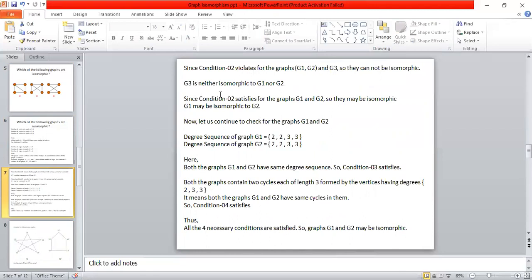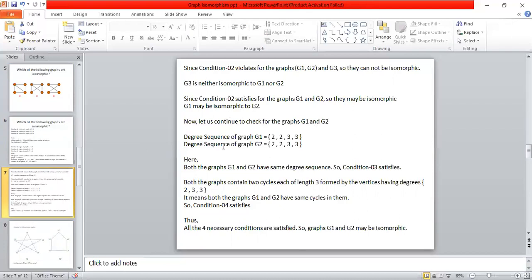Since condition 2 satisfies for the graph G1 and G2, they may be isomorphic. G1 may be isomorphic to G2. Condition 2 is satisfied for G1 and G2, so we need to check whether G1, G2 are isomorphic or not. Now let us continue to check whether graph G1 and G2 are isomorphic.